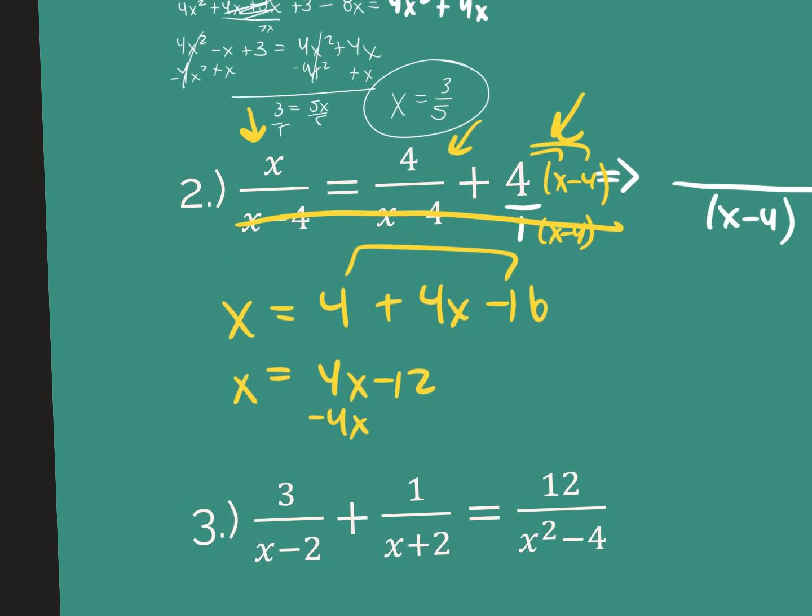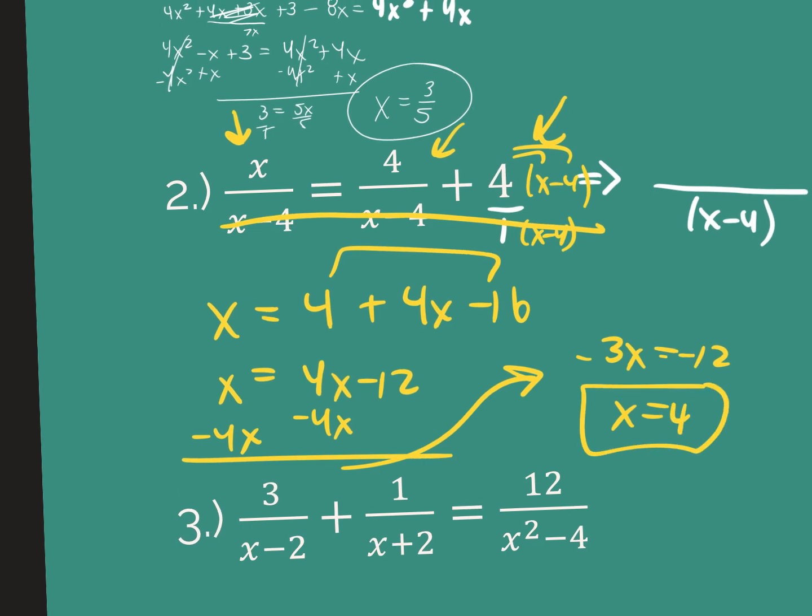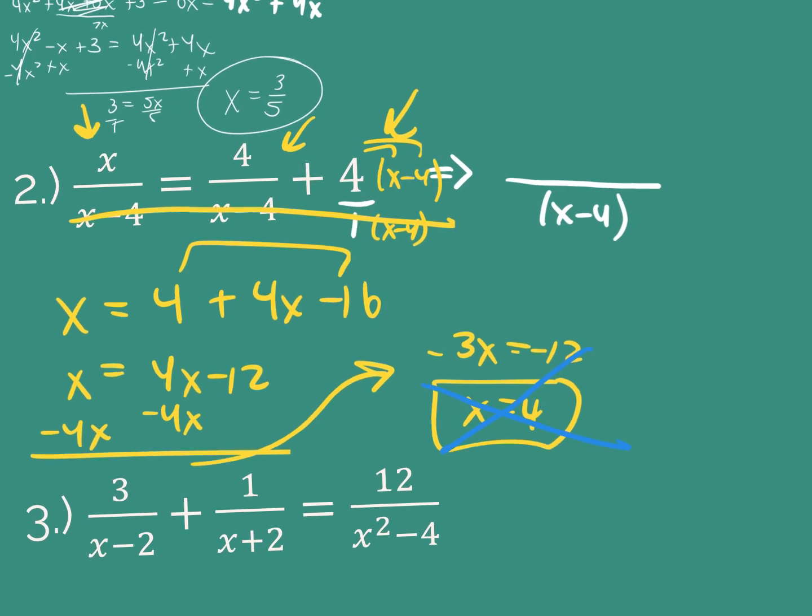Subtract 4x from both sides. Agreed? Okay, so I have negative 3x equals negative 12. So x equals what number? 4. Okay, good. X equals 4. Can we go to the next one? What, why not? Okay, well, let's check it. What happens when I plug 4 in? My denominator becomes what? So what is the correct answer to this question? No solution. Very good.